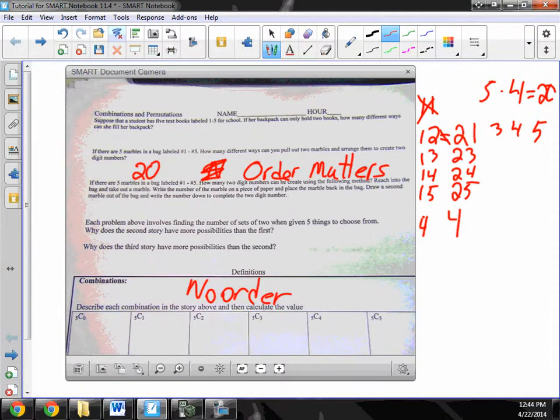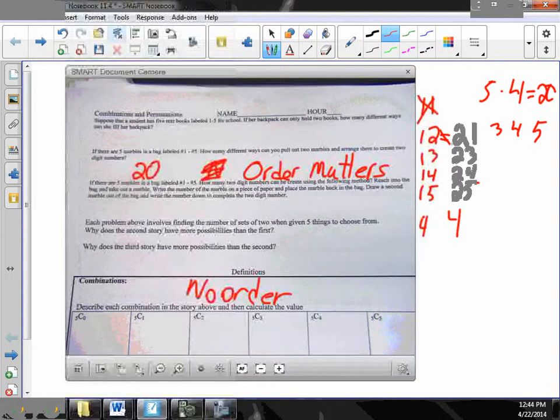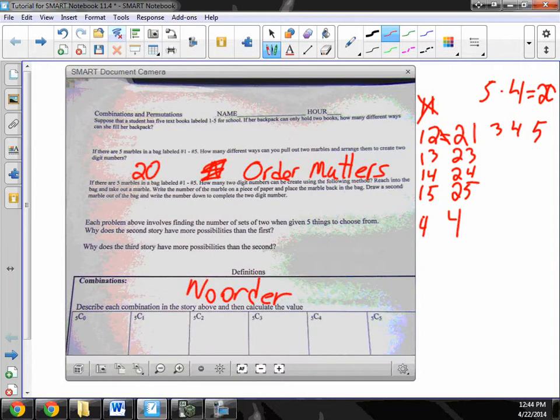Okay? Paragraph 3. If there are 5 marbles in a bag labeled 1 through 5, how many 2-digit numbers can be created, using the following model? Reach into the bag, take out a marble, write down the number on a piece of paper and place the marble back in the bag. Draw a second marble out of the bag and write the number down to complete the 2-digit number. How does that change our list?